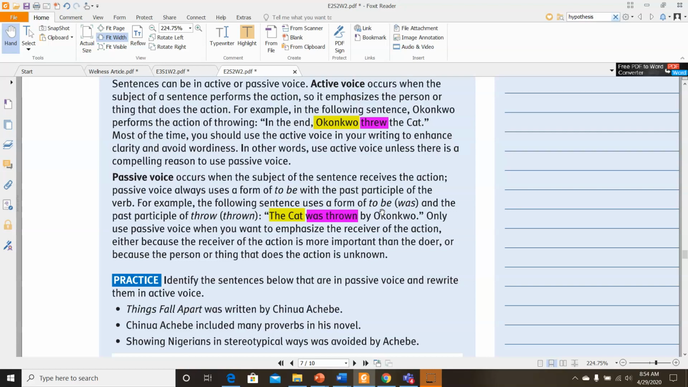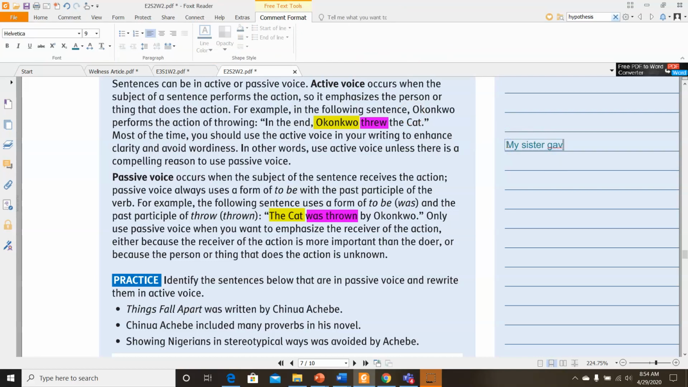So, let's continue. The cat was thrown by Okonkwo versus Okonkwo threw the cat. If you want to emphasize the receiver of the action, you use passive voice. But if you want to emphasize the person who did the action, you would use active voice. So I'm going to give you a couple more examples.